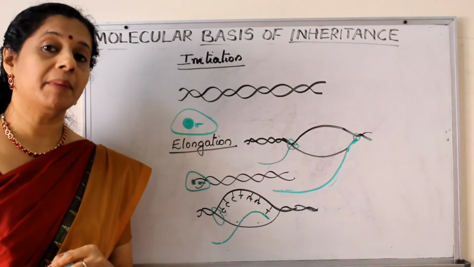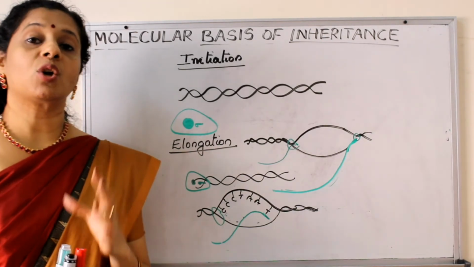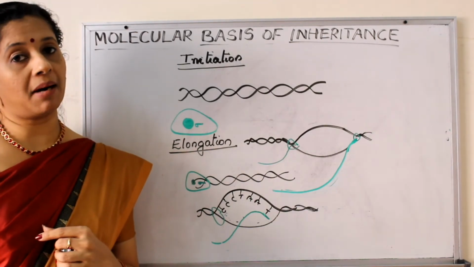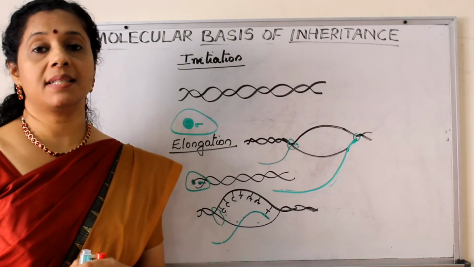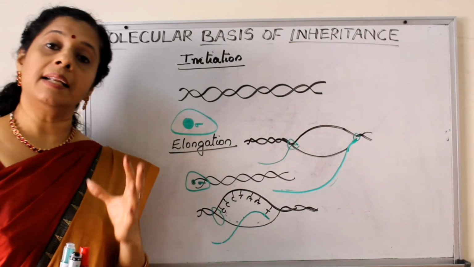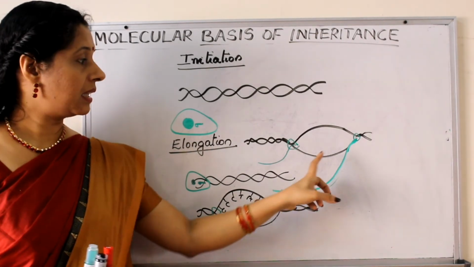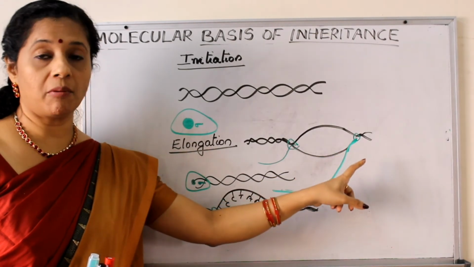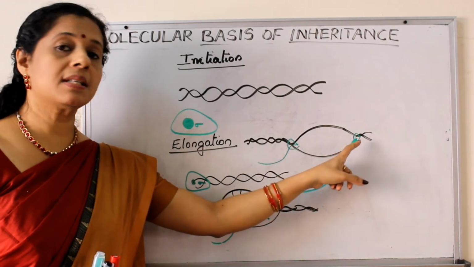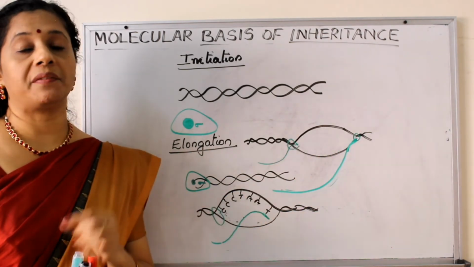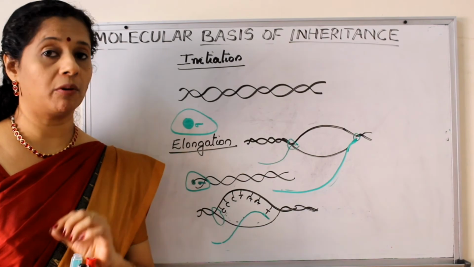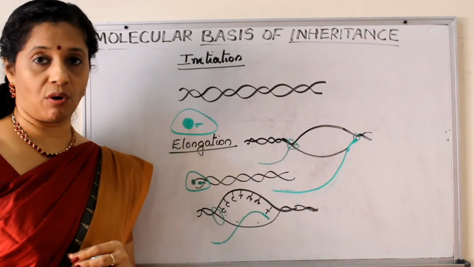Once it reaches the termination site, what happens? The Rho factor will come and bind with the RNA polymerase enzyme. Now, RNA polymerase will dissociate. At the same time, the newly formed RNA, which is bound to this enzyme, will also fall off. That is called a nascent RNA, newly formed RNA.